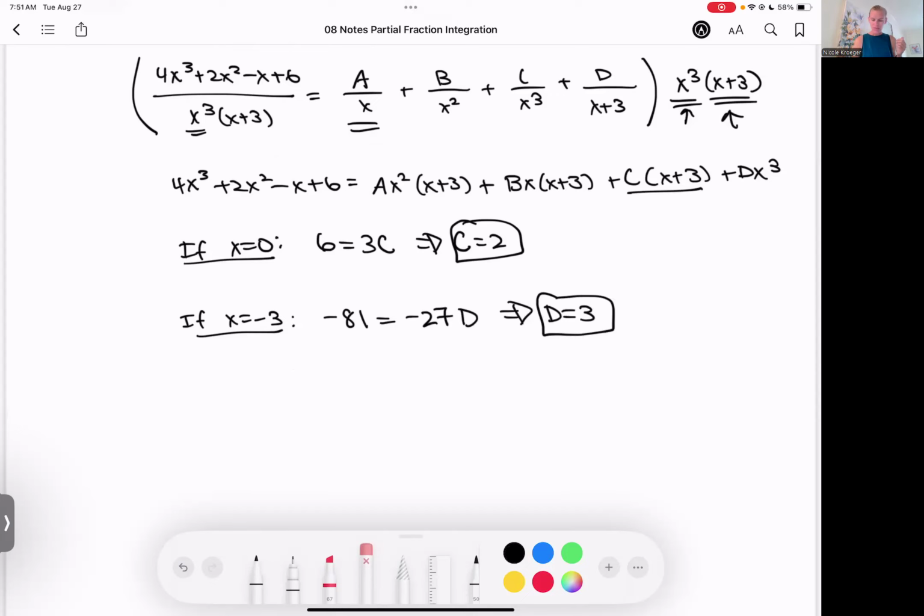Okay. So now the problem is that those were the only 2 easy numbers to plug in that canceled everything out. Because we had a term to a power, we're always going to end up in the scenario where we have to choose other numbers to plug in for x.